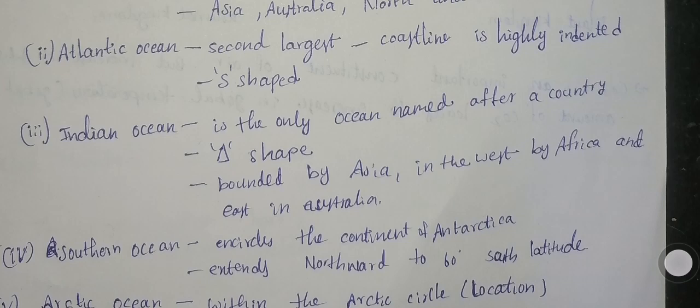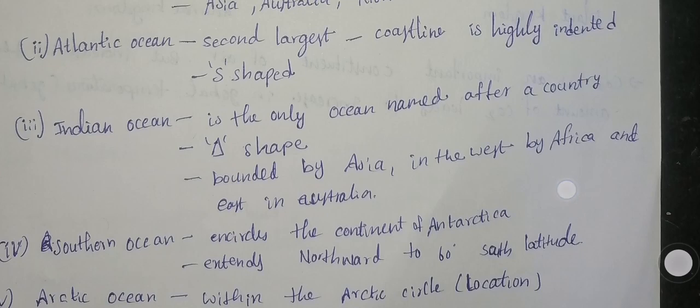Next, Indian Ocean. Indian Ocean is the only ocean which is named after a country, that is India. After the Indian name, we have the ocean name, that is the Indian Ocean, which is in the triangular shape, bounded by Asia in the north, by Africa in the west, and in the east by Australia.